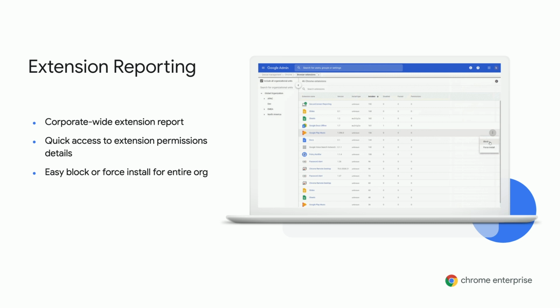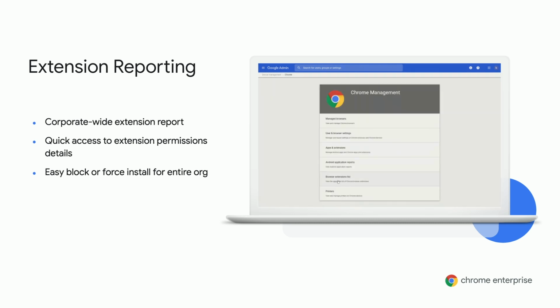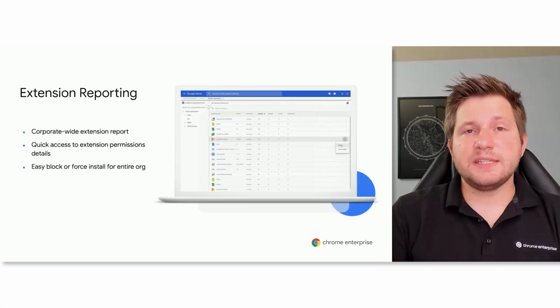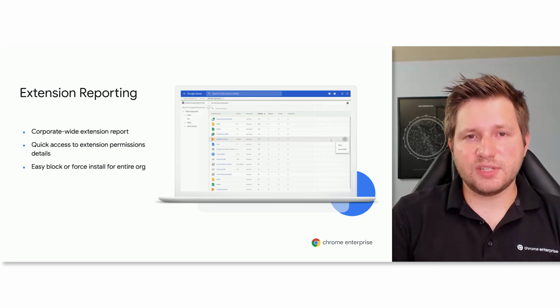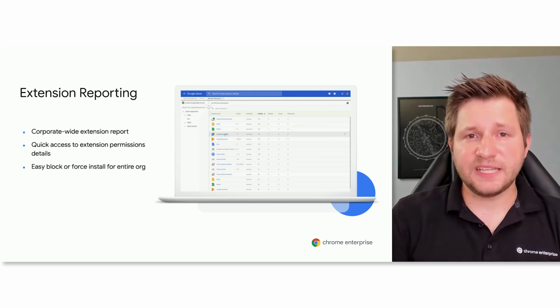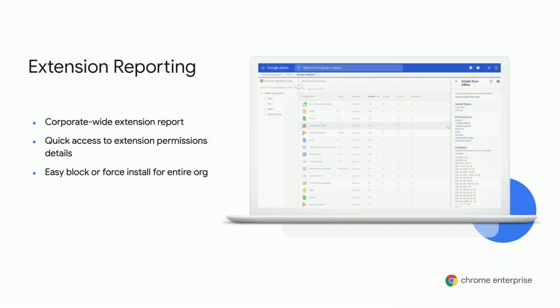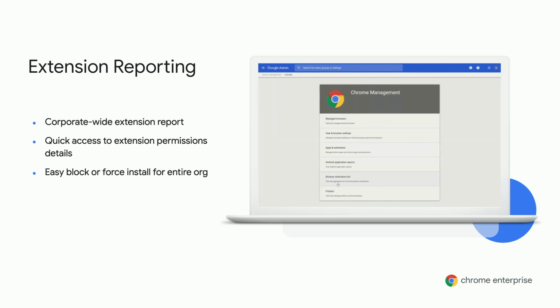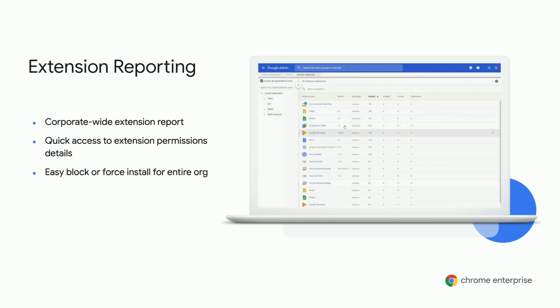Extension reporting. That's another benefit of the console, which, as mentioned in the demo earlier as well, you can get an inventory of all of the extensions in your company. You can quickly see all the extensions that individual users have installed on their machines, as well as the permissions that an extension is using. So if an extension looks a little fishy, but it's asking for a lot of permissions that it shouldn't have access to, you can quickly click on the extension and block it for the whole enterprise or organizational unit. So you get quick access to extension control just from this report as well.